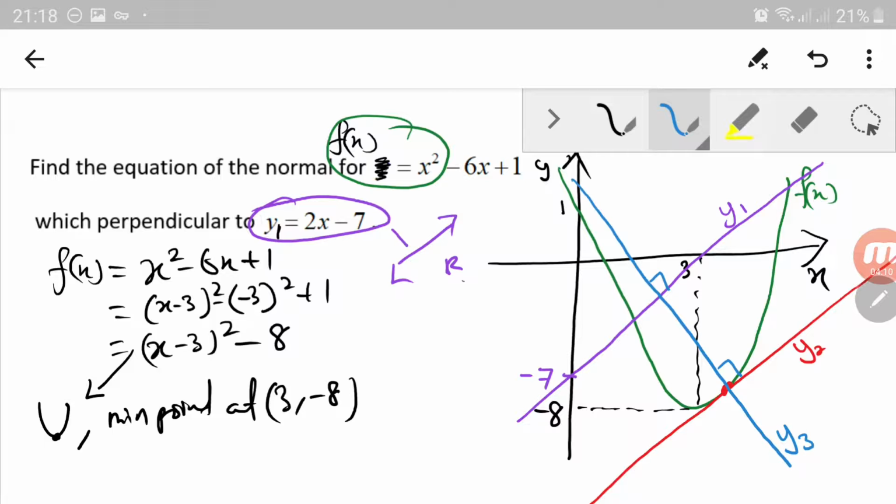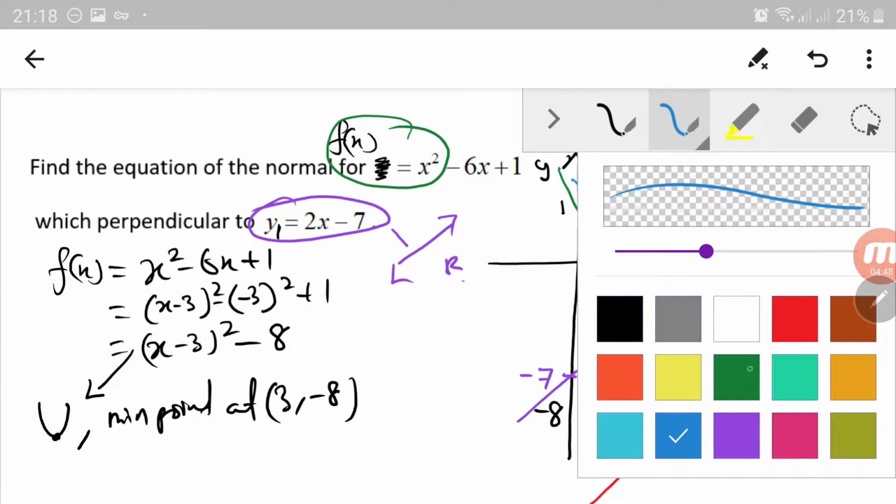As you can see here, y3 is going through this point that we have to find, and this point is where the curve and y2 meet. So y2 is a line that is tangent to the curve f(x). We have two things to find, but we don't have to find the gradient, because we already know straight away what the gradient is.